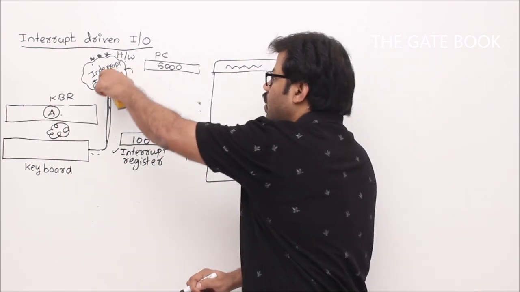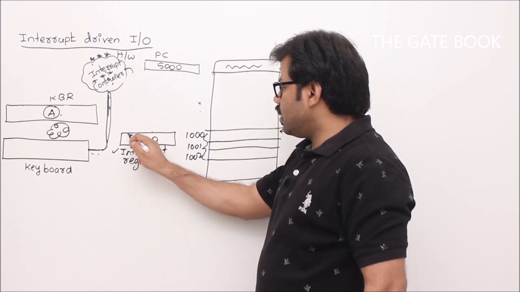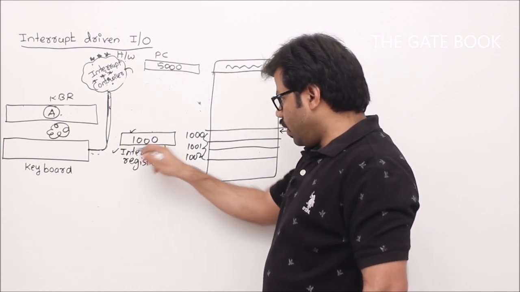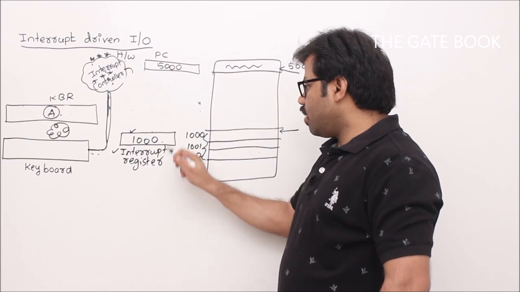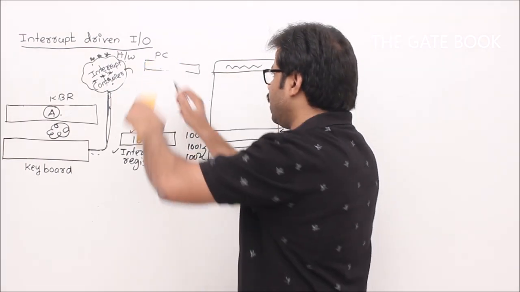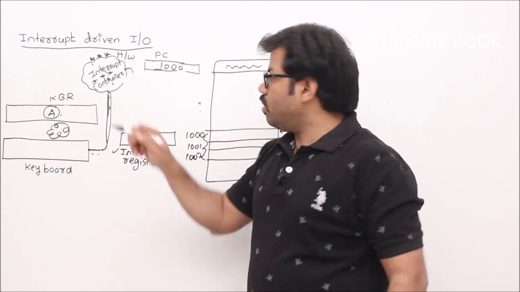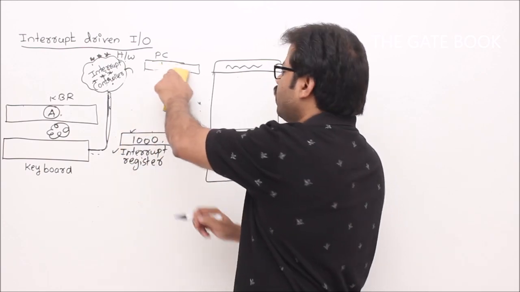Then the circuit should become active. Two things: one is this interrupt register, whatever it is showing, let's say 1000. That means your interrupt service routine starts at 1000. That 1000 should be transferred here, but before that, that 5000, did you remember that 5000? That's why I can say first step.